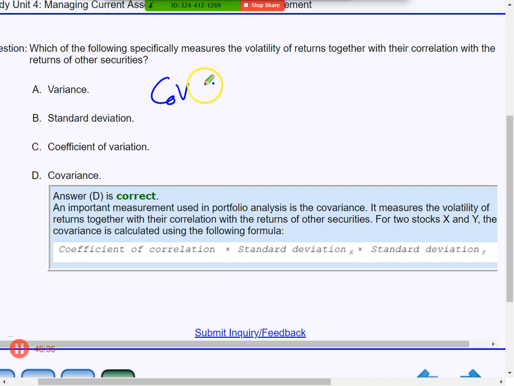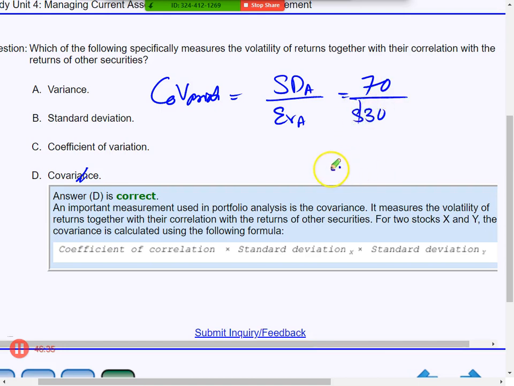It's covariance, and this is coefficient of variation. It's different. Coefficient of variation is the standard deviation of a particular asset divided by the expected return on that particular asset. Let's say I have calculated the standard deviation of asset A. What is standard deviation? Volatility of returns, the risk, the deviation of return. Let's say it is 70, just any number. And I have calculated the expected return for this asset to be, let's say, $30 in dollar terms.